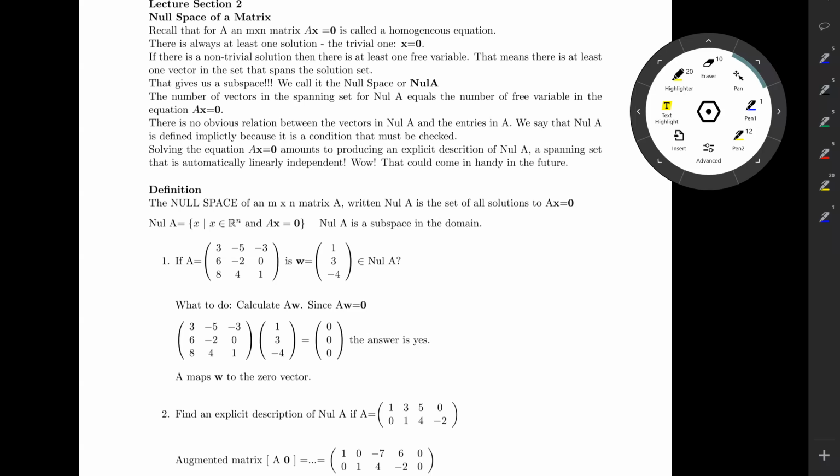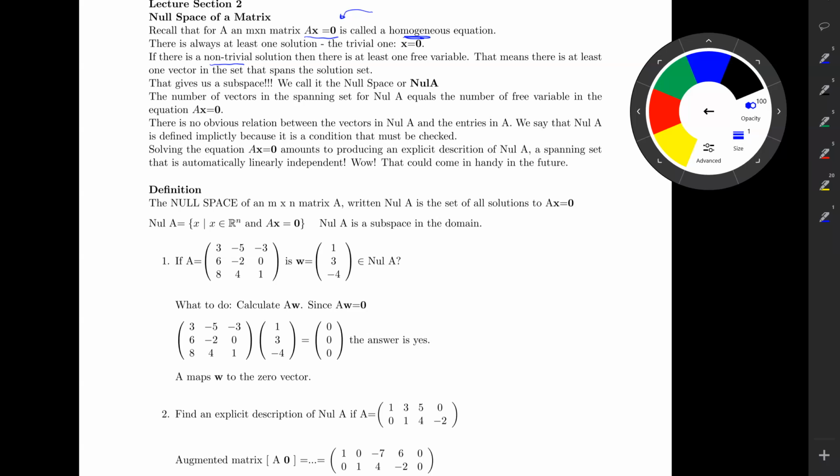All right, we move to something really important, the null space of a matrix. Let's remember that AX equals 0 is called a homogeneous system. Homogeneous just means equal to 0. And so what do we know about a solution to this homogeneous? That there's always the trivial one. X equals 0 is always the trivial solution. It's always there. So we are interested if there's a non-trivial solution.